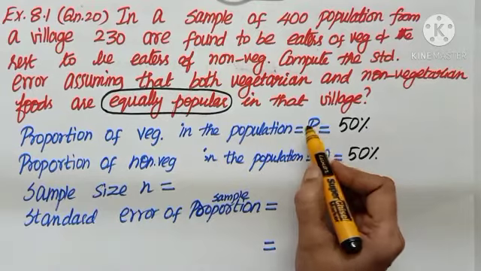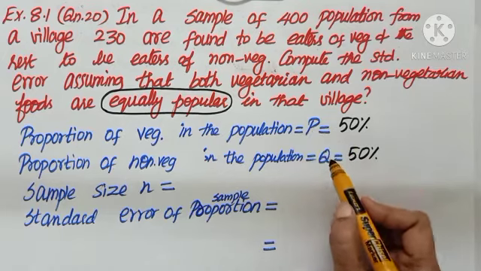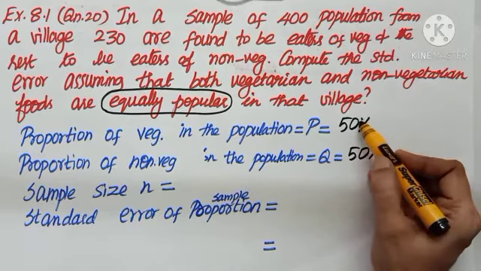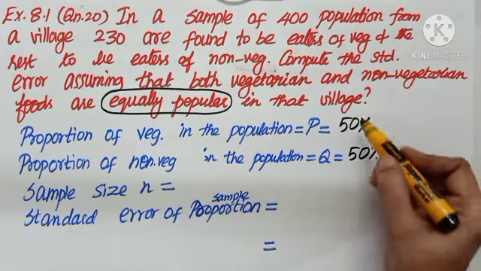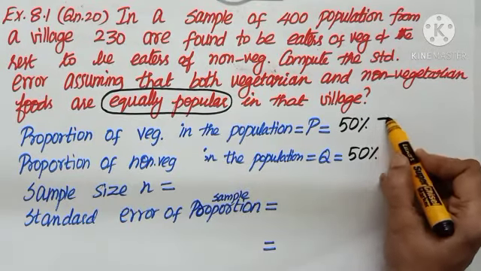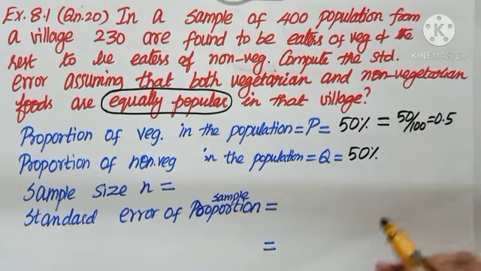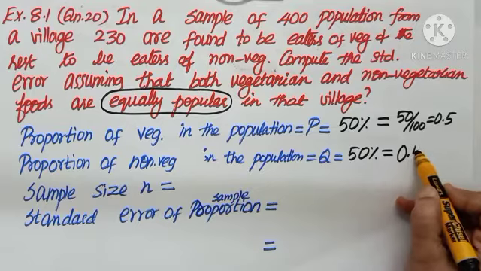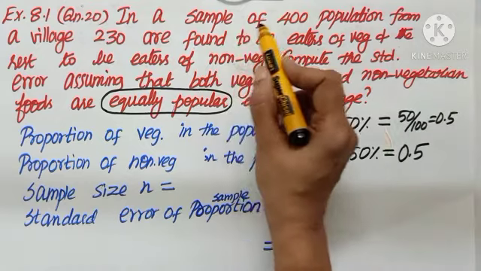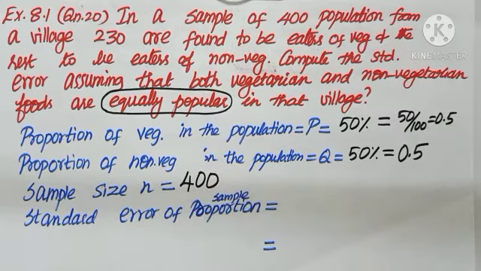If I take P as vegetarian, Q will be non-vegetarian. If one is success, the other one is failure. Somewhat like Q is 1 minus P. If this is 50%, this is also 50%, so that I can say it is equally popular. 50% tells me 50 by 100 or it is 0.5. Again 50%, so I can say 0.5. What is the sample size? In a sample of 400. So the sample size is 400.